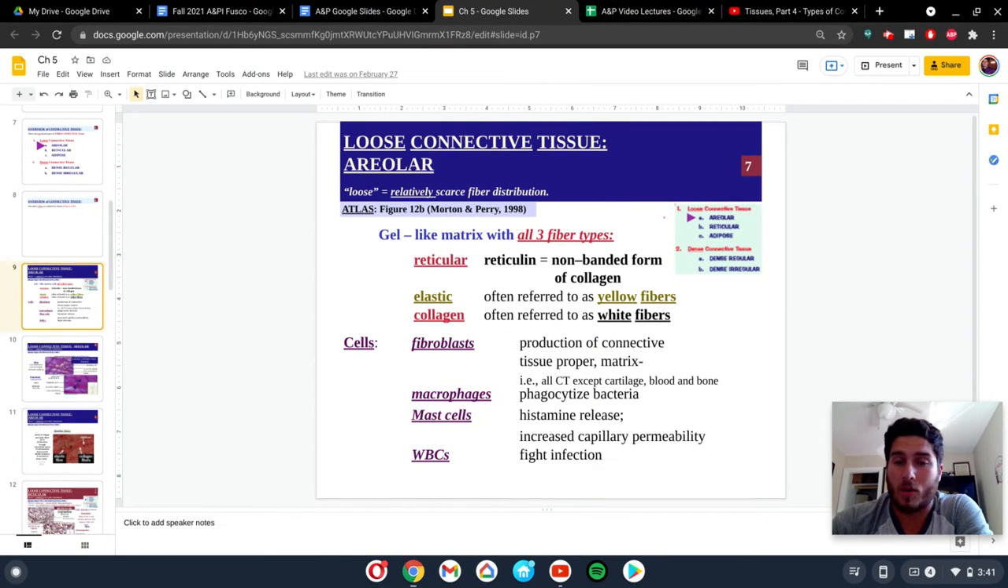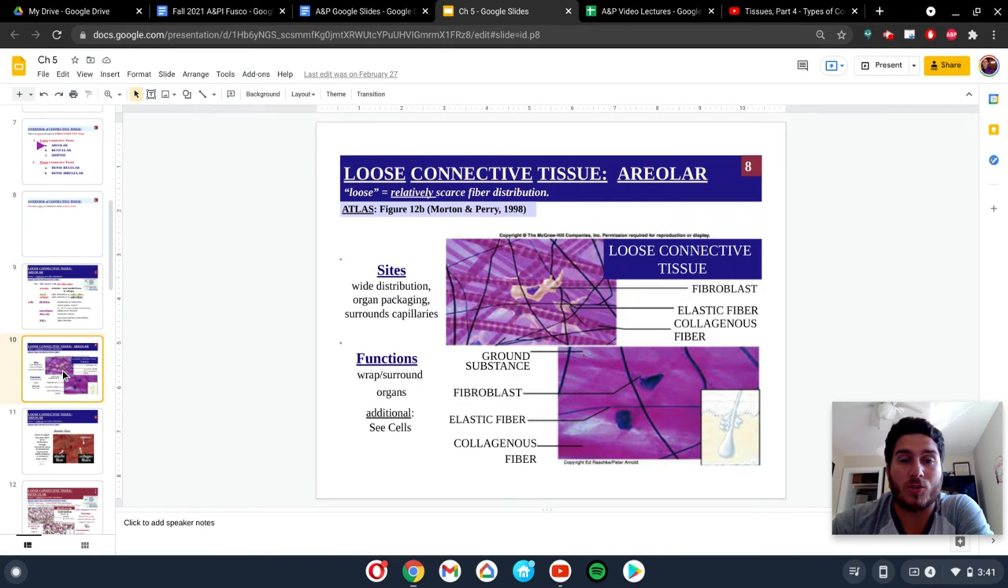That said, all of these tissues, one more time, are going to have these three fiber types: the reticular fibers, the elastic fibers, and the collagen fibers, and a variety of cells. Again, here are some of the cells we talked about earlier. So let's just jump right into areolar.